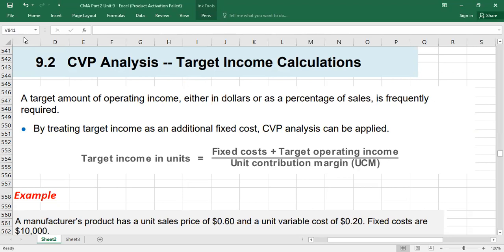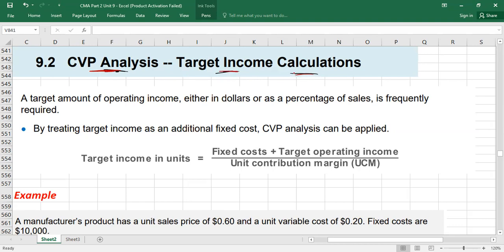Hello guys, today we are going to discuss CVP analysis, and our topic is target income calculations. This is going to be almost the third video for CVP analysis. In the first video, we discussed how to calculate the break-even point. In the second video, we discussed break-even point in units and in dollars, and then we discussed the margin of safety. Today we are going to talk about break-even analysis, but with the target income calculation.